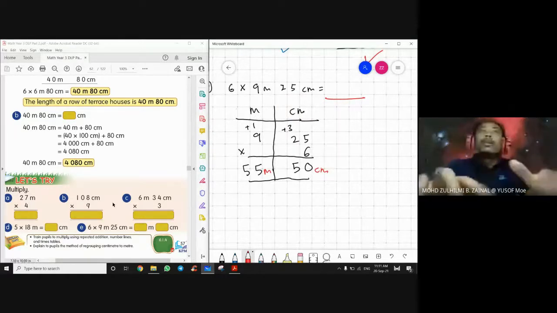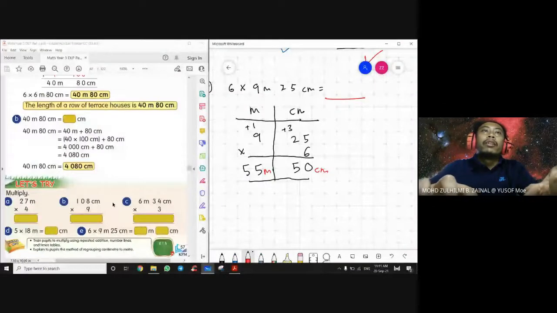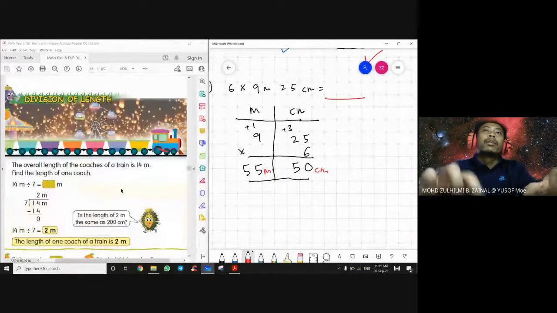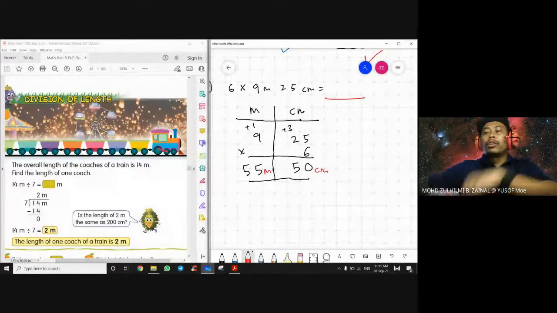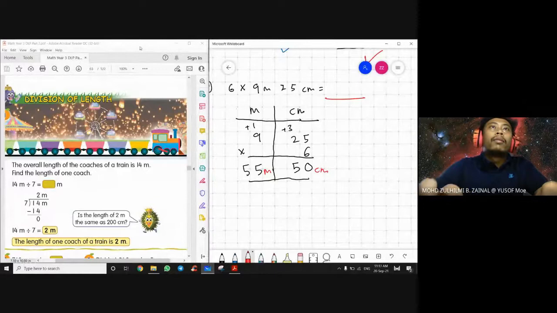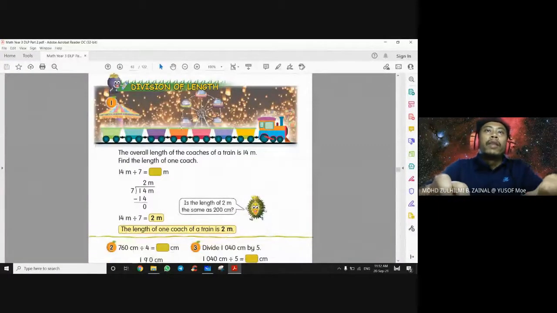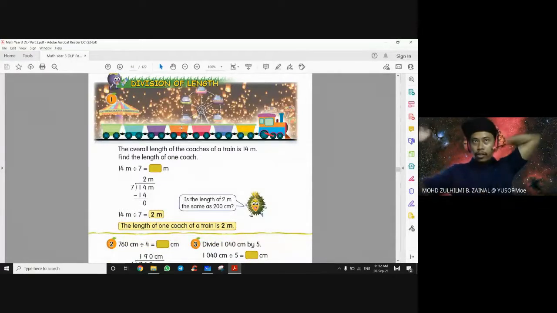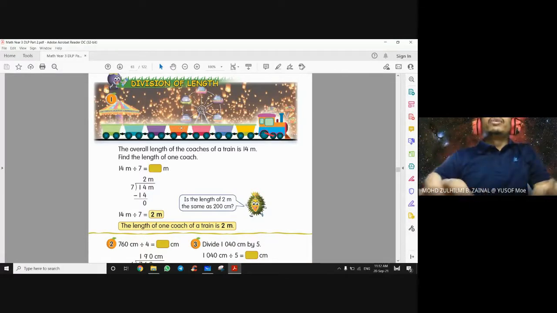Okay. You can stop the activity first. Let's try to kita buat dulu division dulu. Kita continue division. Okay, nanti kita nak masuk unit baru, measurement baru pula. Okay, so kita tengok untuk topic division of length. Okay, the overall length of the coaches of a train is 14 meters. Find the length of one coach. Okay, without the kepala dia lah. Panggil apa? The head of the train ke?